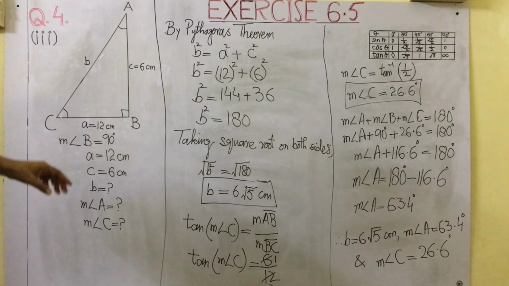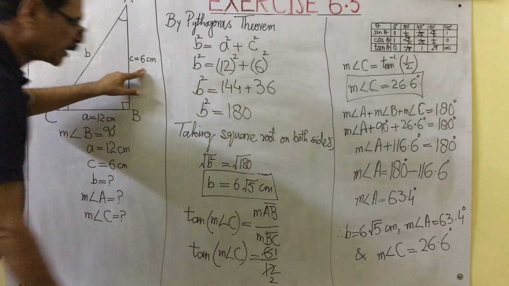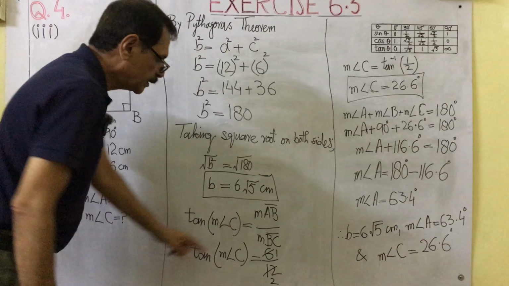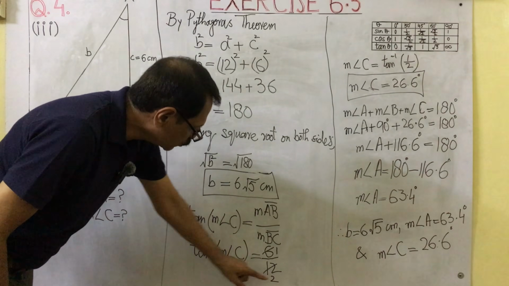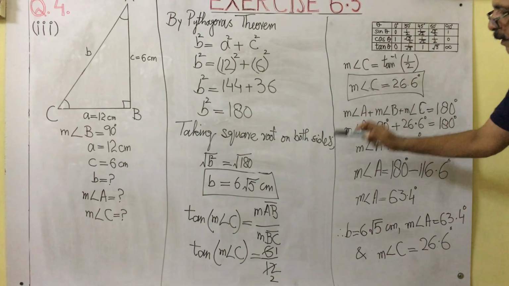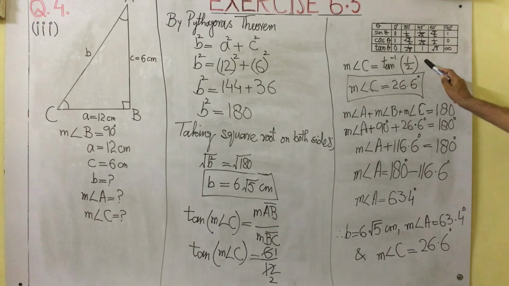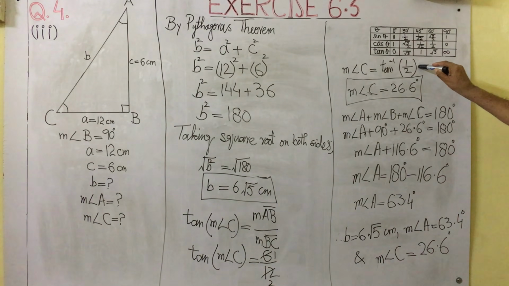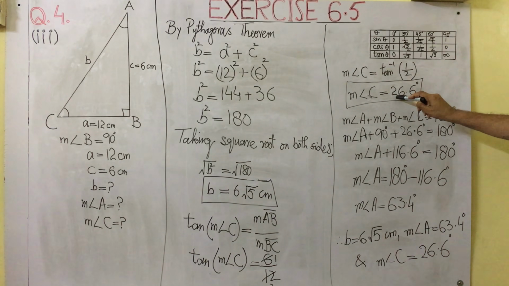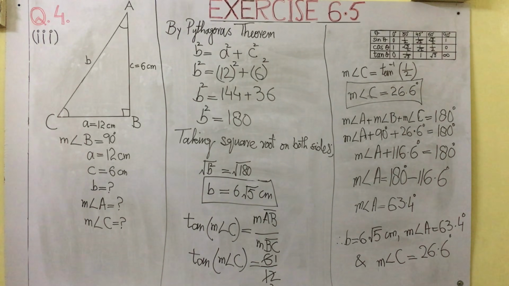Substituting the values, tangent of angle C, AB is 6 centimeters, BC is 12 centimeters. 6 ones are 6, 6 twos are 12. Here comes angle C is equal to tangent inverse of 1 over 2. Using scientific calculator, tangent inverse of 1 over 2 is equal to 26.6 degrees. This is the value of angle C.